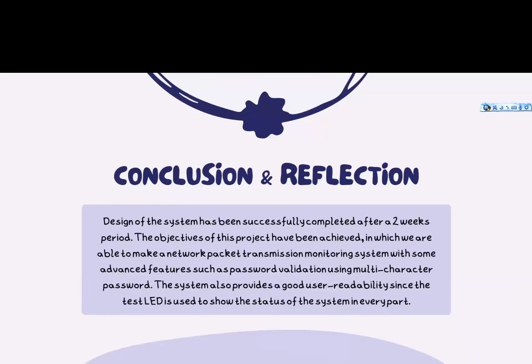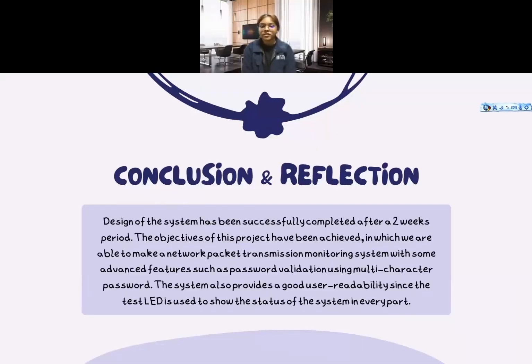So for conclusion and reflection, the design of the system has been successfully completed after a 2 weeks period. The objectives of this project have been achieved, in which we are able to make a network packet transmission monitoring system with some advanced features such as password validation using a multi-character password. The system also provides good user readability since the LEDs are used to show the status of the system in every part. That's all from our team.